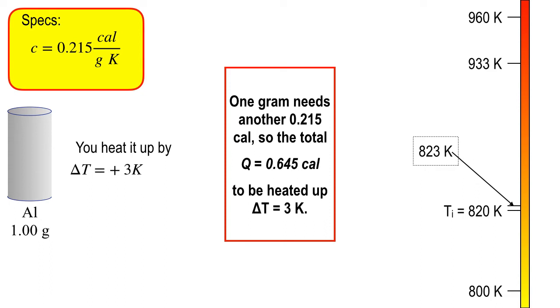And now in your notes, write down et cetera, et cetera, et cetera, because every Kelvin, you just add another 0.215. If you've got 100 Kelvins, it's 100 times 0.215. Okay, so that's how that goes.